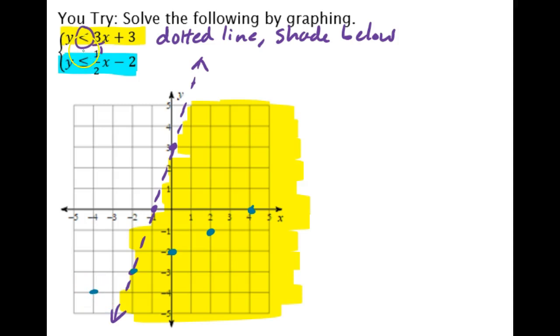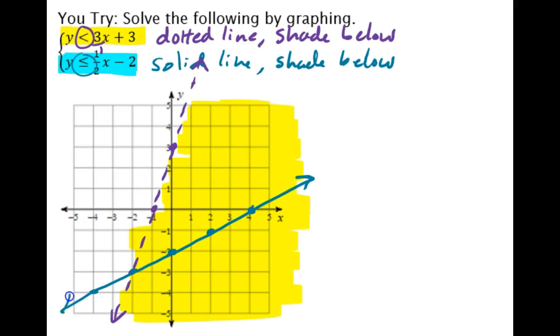I didn't talk about the sign yet. It has the bar underneath, so when I actually draw this line, it's going to be a solid line. And then my shading is also going to be below the line because it's less than. All right, so I'm going to draw my solid line. And then I'm going to shade below the line, which this one, I don't want to say it's obvious, but I think just because it's a little flatter, it's kind of easier to see. So I'm shading everything down here.